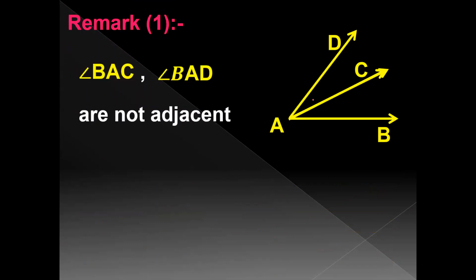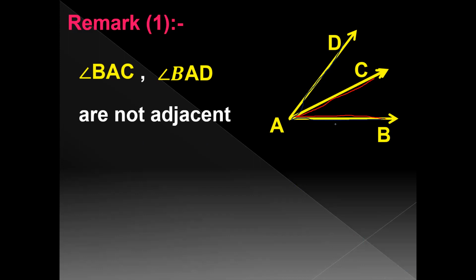Pay attention. If we talk about the two angles, the angle BAC, I will mark it, and the second angle, with another color, is BAD. These two angles are not adjacent angles. Why not adjacent angles?